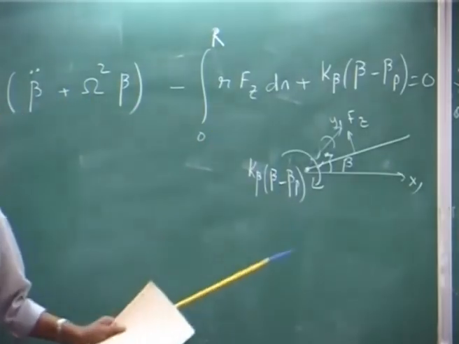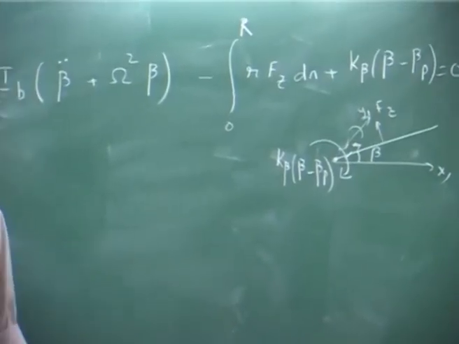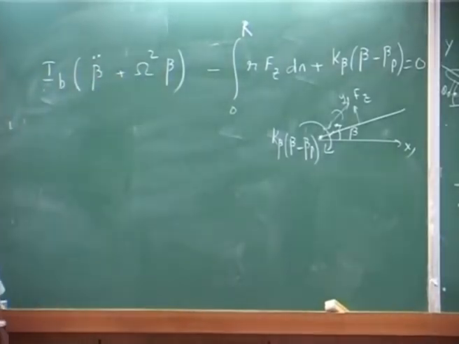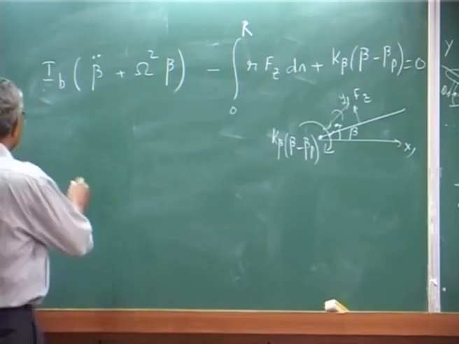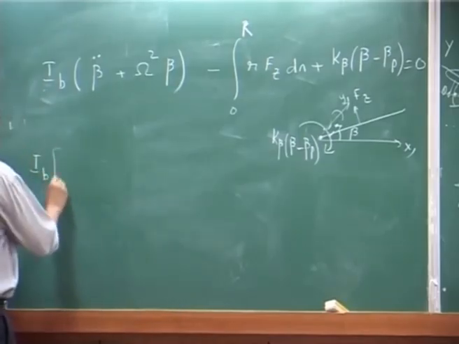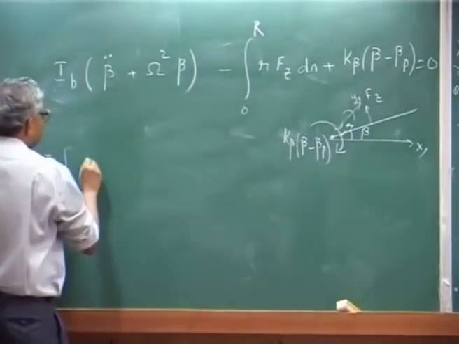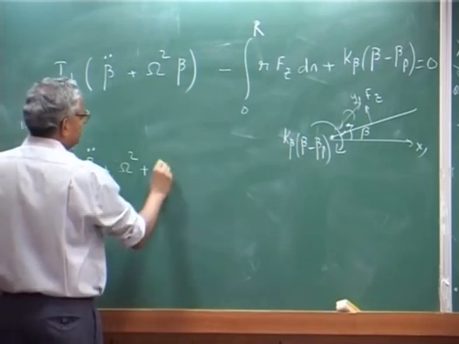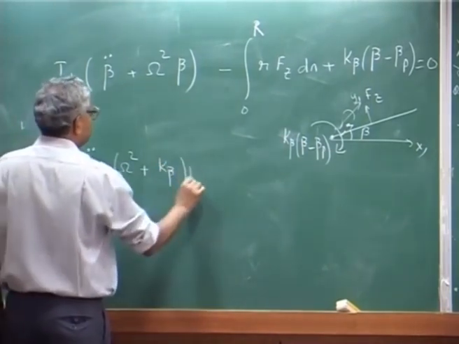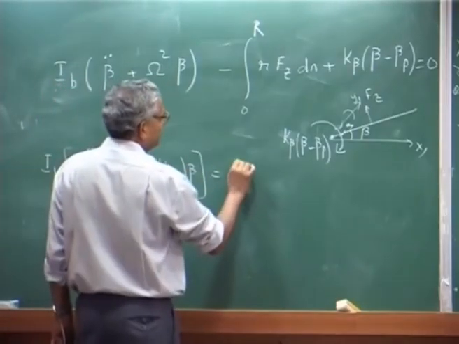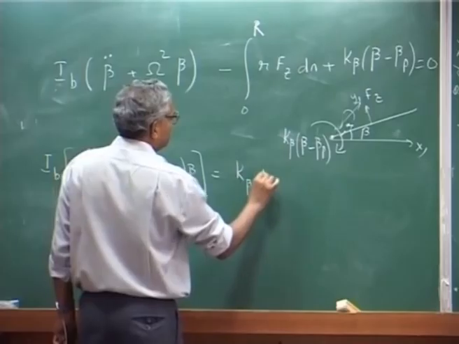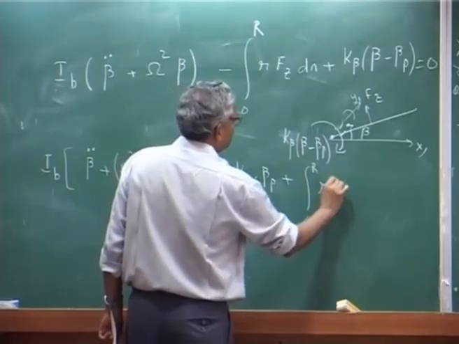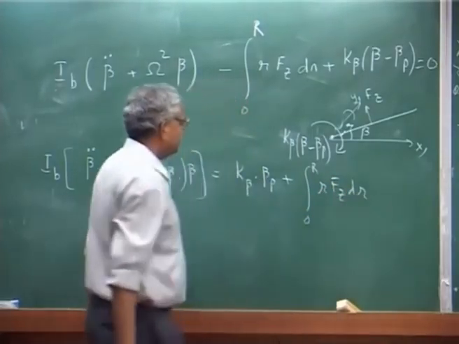This is my flap equation, that is all okay. Now what happens? I have to add all of them and then non-dimensionalize. So if I do I_b, I take it out, I bring this term here, that will be beta double dot plus omega square plus k_beta into beta equals k_beta into beta_p plus integral 0 to R r F_z dr. Okay, this is my equation.